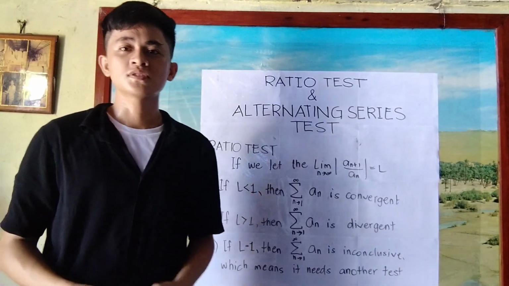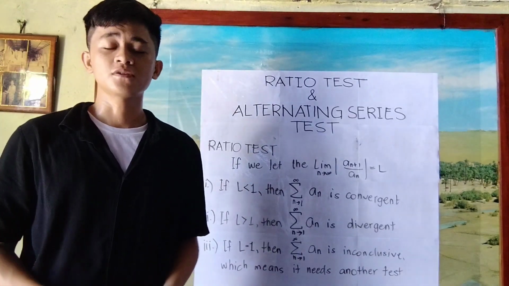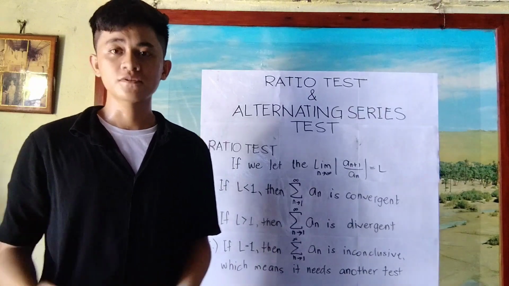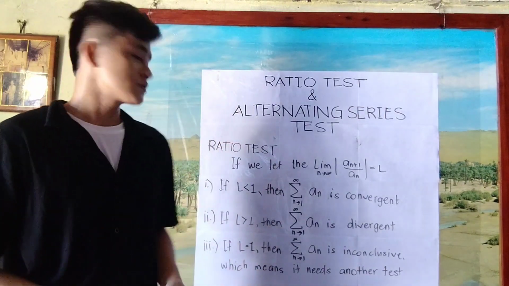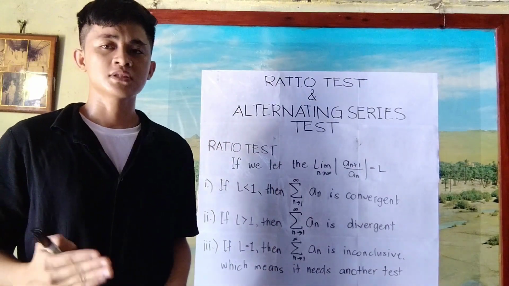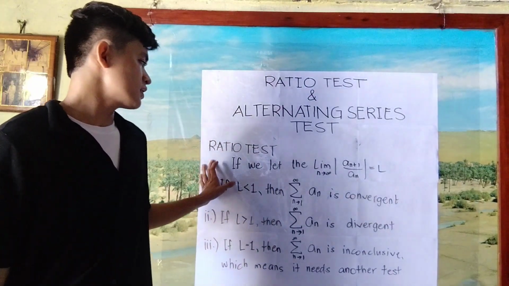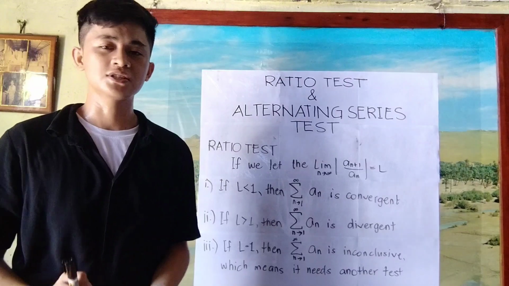We are tasked to choose two different tests in identifying convergent or divergent series, and I chose the ratio test and the alternating series test. So first, we are going to discuss the ratio test. In the ratio test, we have three conditions.